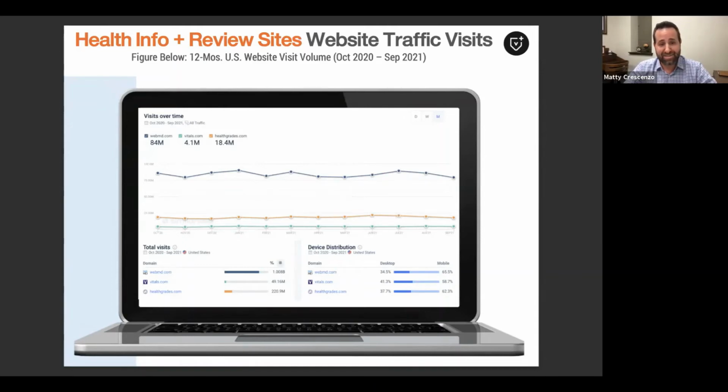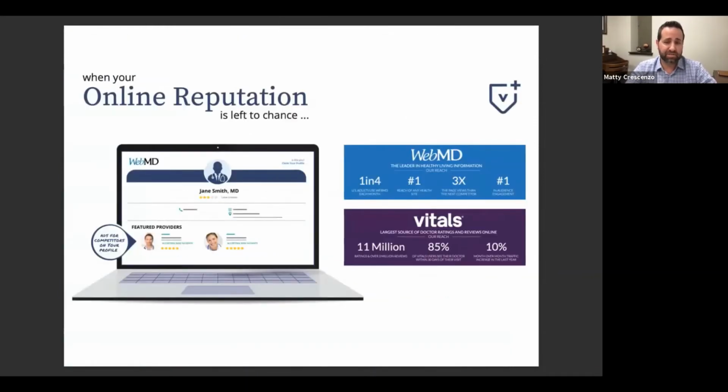But leaving it to chance and having these profiles unmanaged is a significant issue that we see is very prevalent, facing physicians and physician practices today. And then just some other statistics here on WebMD. 1 out of every 4 adults in the United States use that to look up information about conditions they may have or symptoms. And when you leave it to chance, there are also competitors that are featured providers that are running ads on your profile and on your name. This is something that's very common. And I'll show you a couple other examples of where that happens as well.